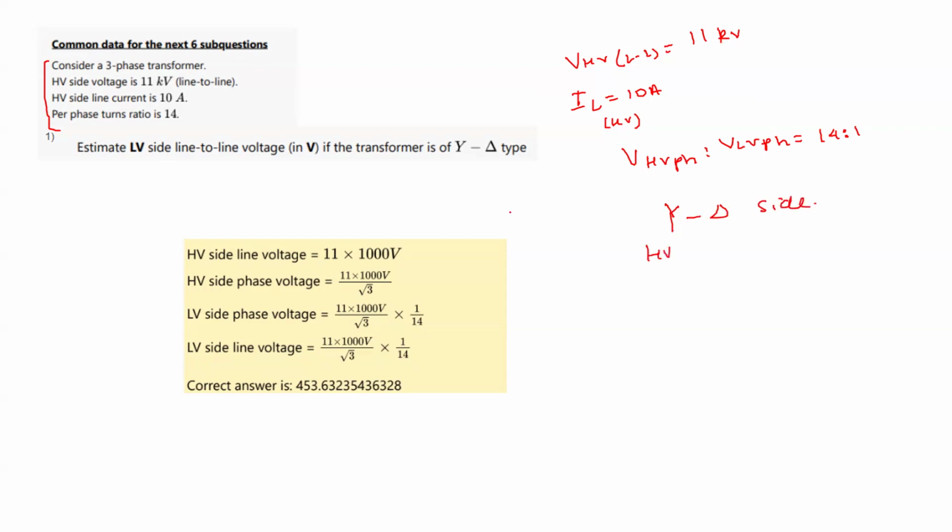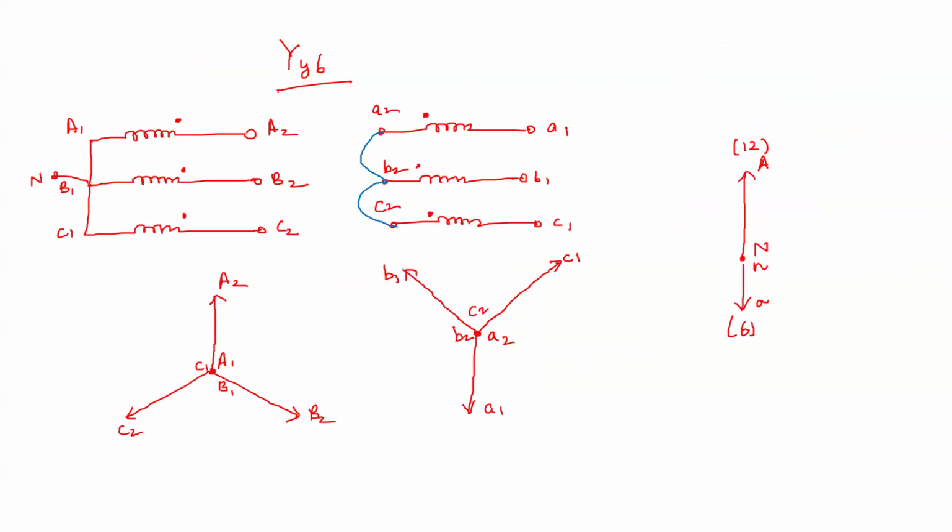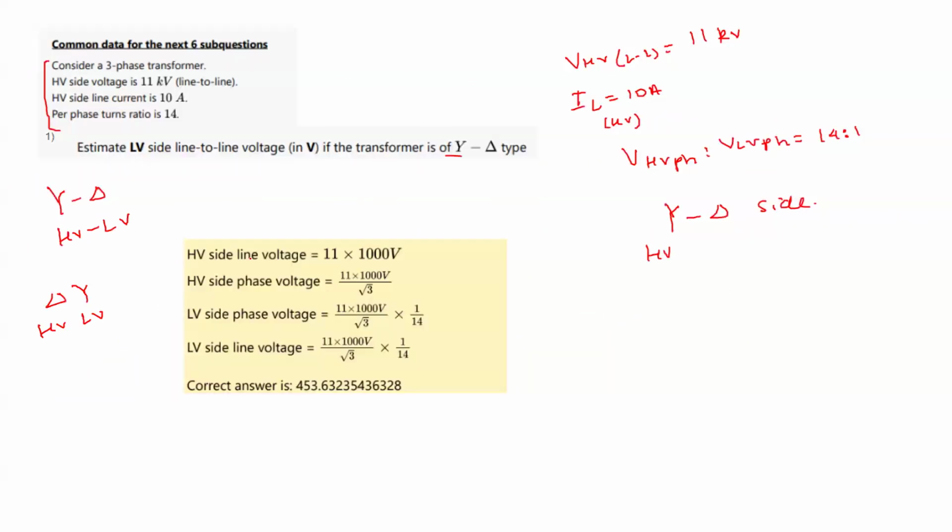So in this notation, if it is written as Y delta, it means HV LV. If it is delta star, then the HV side is delta and the LV side is star. Even in these diagrams, when I was writing this Y by 6, I meant the primary winding to be HV. So in the questions also you have to follow that the first winding type, the Y winding, is indirectly HV, and the delta winding is indirectly LV.